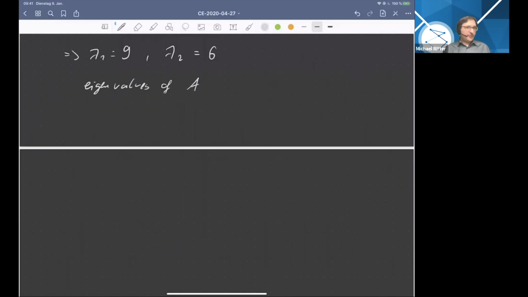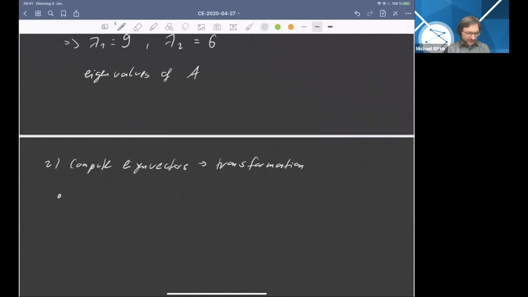Okay, but even if you don't know that, we still have to find the transformation anyway. So let's just compute these vectors. So that's step 2. Compute eigenvectors. And with those, compute the transformation. So we'll start with lambda 1, 9, and have a look at A minus 9E2.